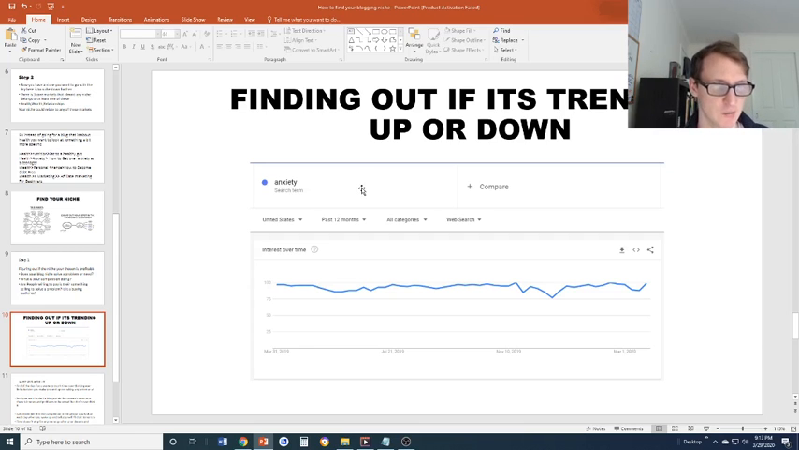Now, there's another way to figure out if your niche is trending up or down. So I've just done a simple search on here. I've just searched for anxiety, and this is only United States, the anxiety search term. This is on Google Trends.